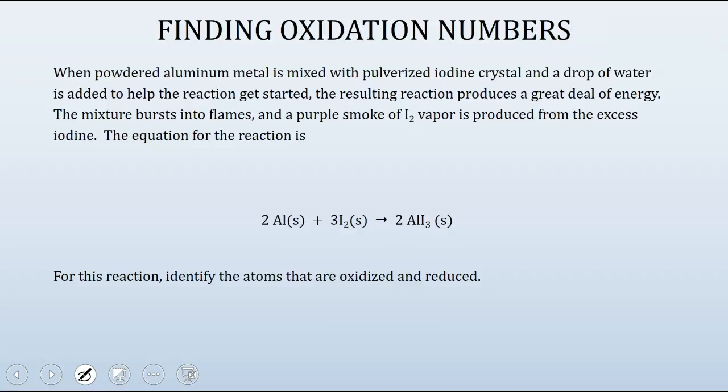Okay, I hid myself. When powdered aluminum metal is mixed with pulverized iodine crystals and a drop of water is added to help the reaction get started, the resulting reaction produces a great deal of energy. As a matter of fact, it makes nice purple flames. The mixture bursts into flame and purple smoke of I2 vapor is produced from the excess iodine. The equation for the reaction is as follows. And there you see 2Al plus 3I2 yields 2AlI3. For this reaction, identify the atoms that are oxidized and reduced.